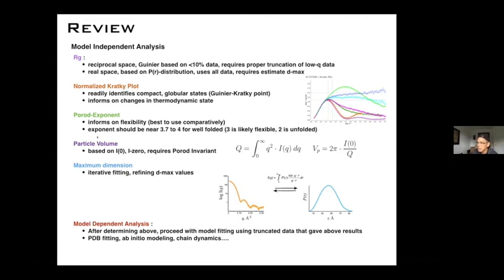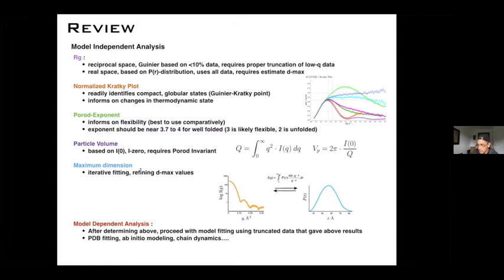We could also extract the particle volume. Remember, this is based on I0 and requires the Porod invariant, so you need a folded compact particle. You essentially take the extrapolated value at I0, divide by Q to get your Porod volume. This is an apparent volume. It will overestimate the mass of your particle, especially if something is partially unfolded or flexible.